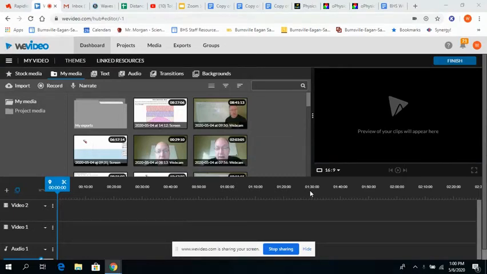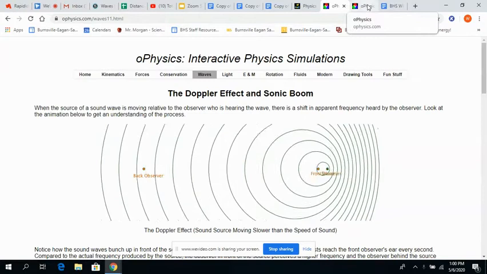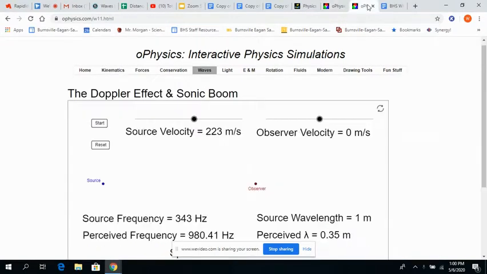Hey, everybody. Today we're going to learn about two new concepts. Well, one new concept, but two simulations of the new concept, and something that's related to it. And the concept is the Doppler effect, and a related concept is a sonic boom. Now, you are all familiar, I think, with the Doppler effect.